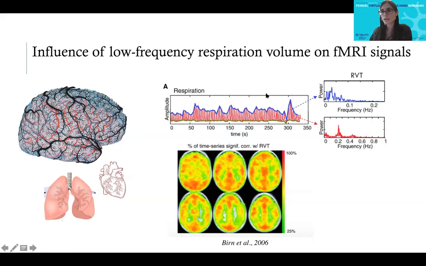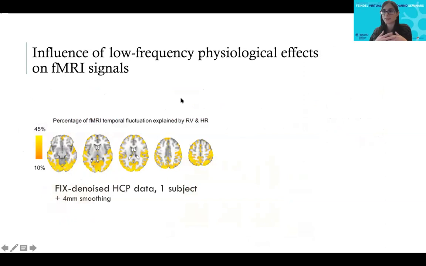And these lower frequency effects are also tricky to handle in popular denoising methods like ICA. So here I just took a random subject from the Human Connectome data that had undergone FIX denoising. So that's a very thorough ICA-based pipeline, which is very good for handling many nuisance effects. But when it comes to low frequency physiology, we still see that a substantial portion of variance in the data can be accounted for by low frequency respiratory volume and heart rate changes.